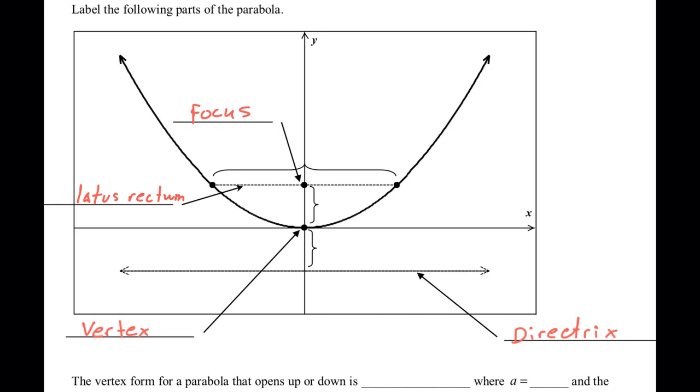And then we have the distance from your vertex to your focus is going to be labeled with the letter P. That represents a distance. And the distance from your vertex to your directrix is the same length. And the latus rectum has a total length of absolute value of 4p.